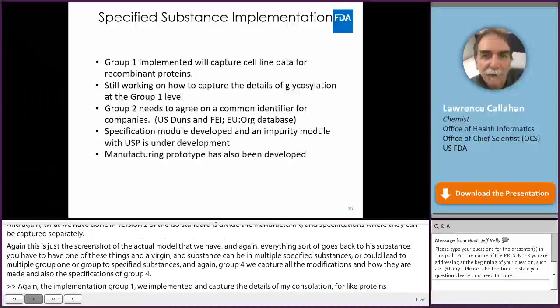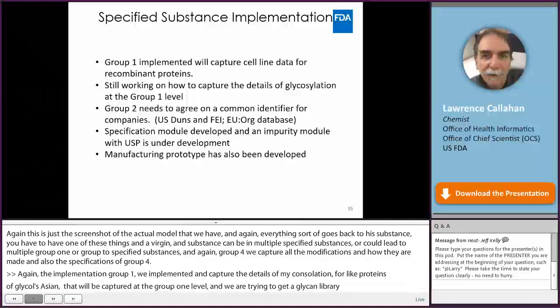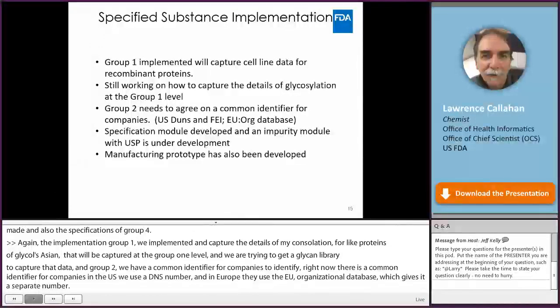At group 2, we need a common identifier for companies to implement it. Right now, there is no common identifier for companies. In the U.S., we use a DUNS number, and in Europe, the EMA has their organizational database, which gives it a separate number. We also have an FEI number at FDA, so we have 2 different identifiers, and what we want is a single identifier to tie it to a company and then to keep track of it.